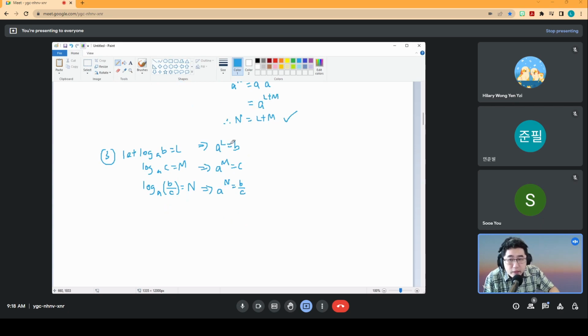So I can actually replace b over c by a^L and a^M. So I have a^N equals a^L over a^M. According to the indices rule, this is a to the power of L minus M. Since they are the same base, N is actually L minus M. So log_a b minus log_a c equals log_a (b over c). It is true.